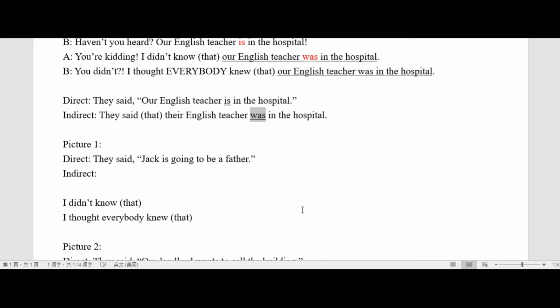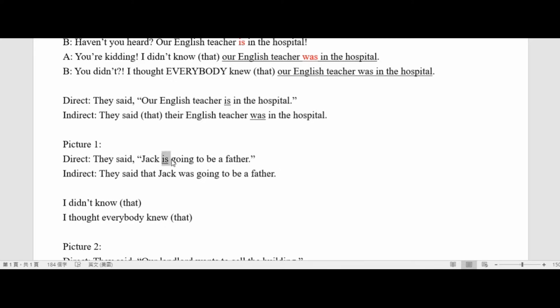Now look at picture number 1. The direct speech, what the students say, would be, they said, Jack is going to be a father. Now indirect speech, I say what they had said before. So they said that, of course, you can choose not to use the word that. Jack, and now look, this is future tense, is going to be. Now I have to change it to its past tense. Only one word needs to be changed, and that word is. So that Jack was going to be a father. And then indirect speech will be, they said that Jack was going to be a father.